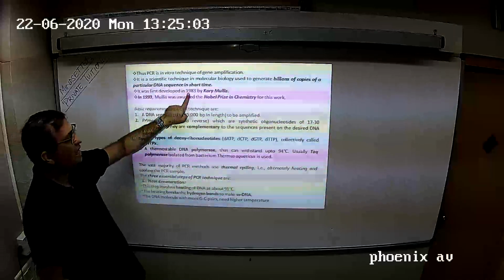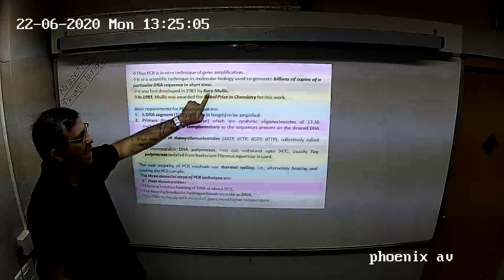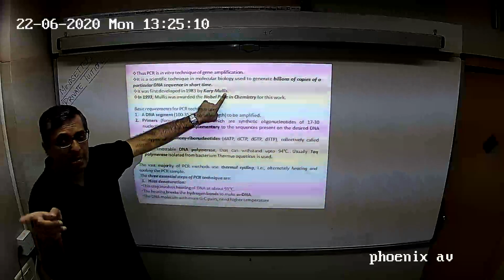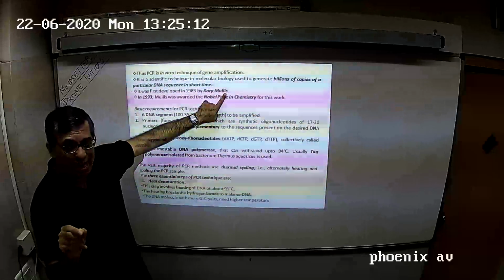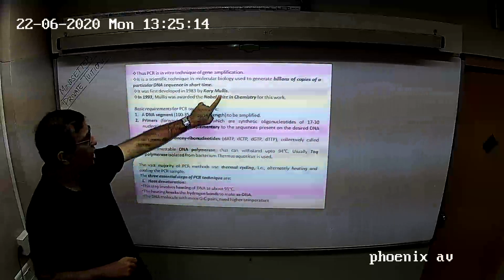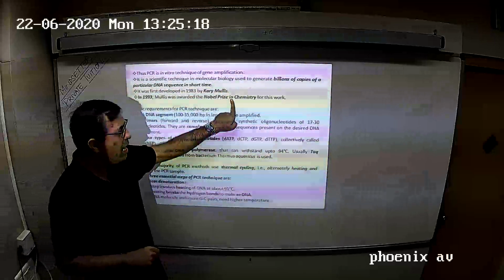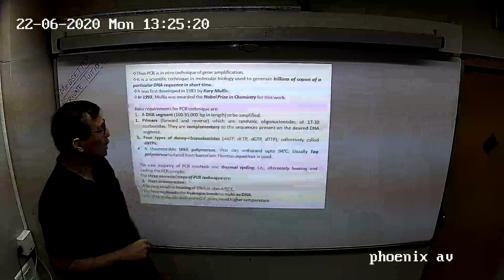It was first developed in 1983 by a scientist called Kary Mullis. And Kary Mullis did gene amplification or polymerase chain reaction. In 1993, Mullis was awarded the Nobel Prize for this work.